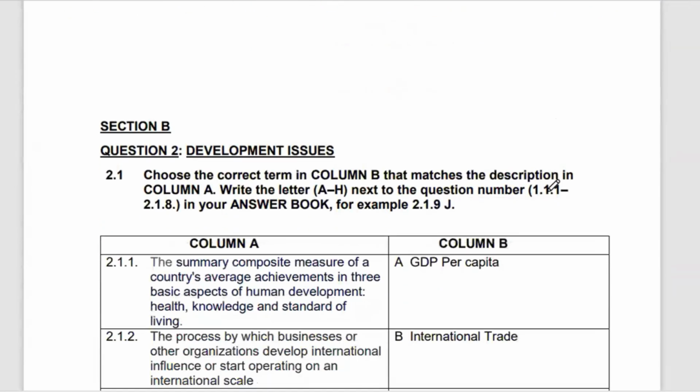Okay, then we have section B. We are done with section A, which is out of 35. Then let's go to term two's work, which is section B. All right, in section B, it's about developmental issues. Our first question is: choose the correct term in column B that matches the description in column A. Write letter A to H next to the question number, 1.1.1 in your answer booklet, for example, 2.1.9J.